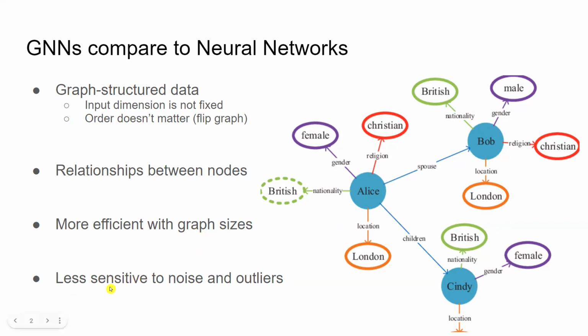And the last one is it's less sensitive to noise and outliers. So that's another reason why we use graph neural networks in some cases. When you have an outlier in a graph, the neural network is not going to respond as well as the graph neural networks.